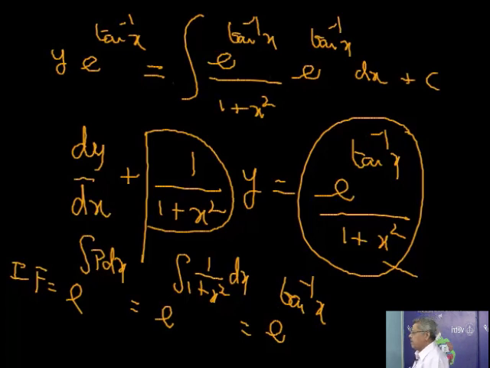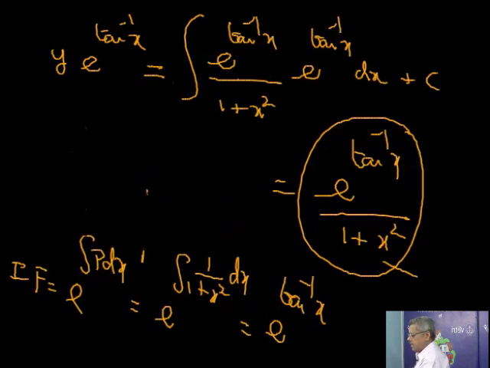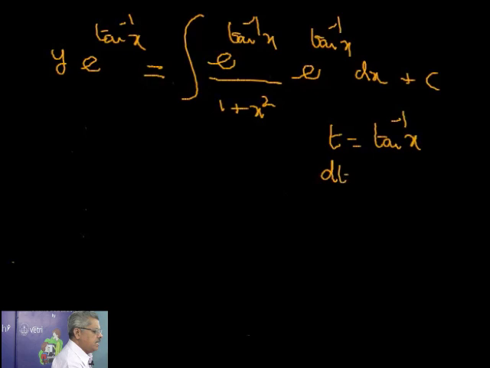Therefore, we have a very simple integral on the right hand side, which can be integrated without any difficulty. Now see here, on the right hand side we have tan inverse x and 1 by 1 plus x square. This suggests substitution. Directly put t equal to tan inverse x. Therefore, dt is nothing but 1 over 1 plus x square dx.